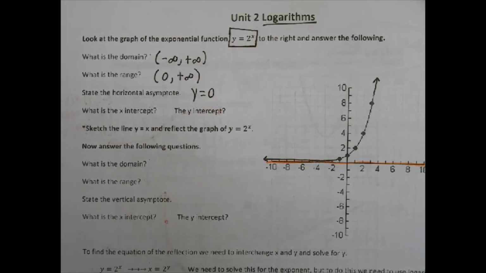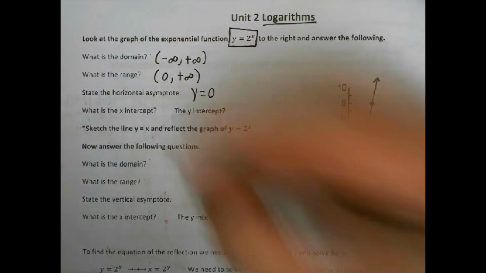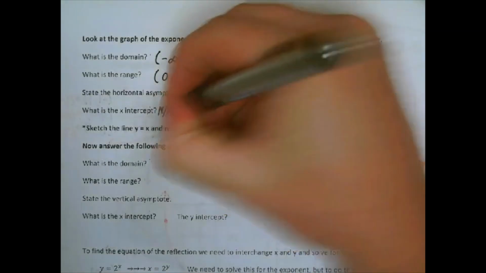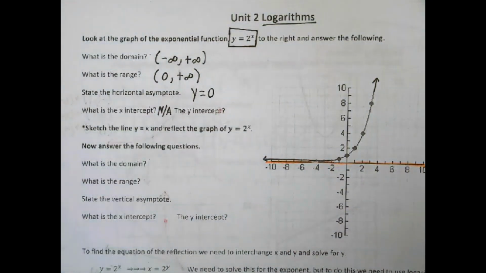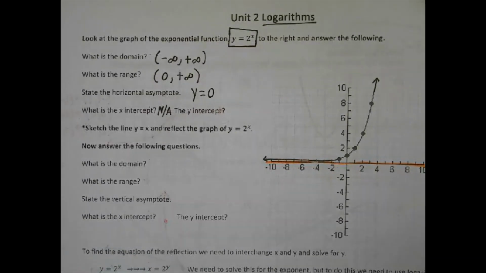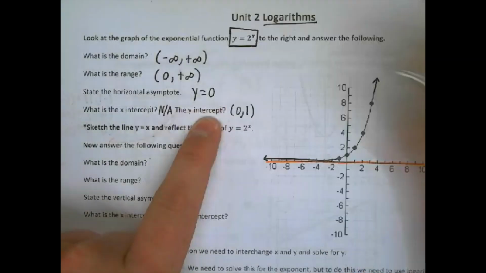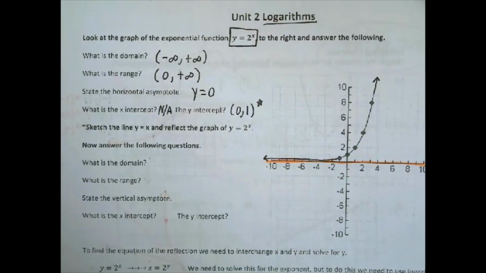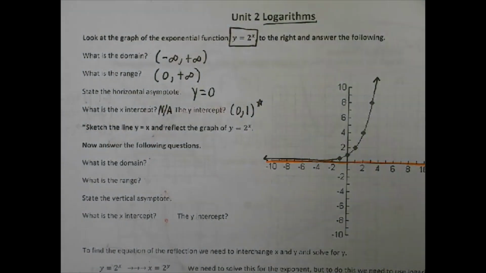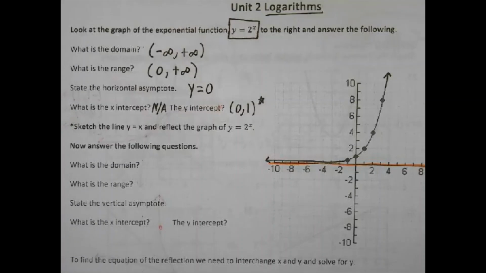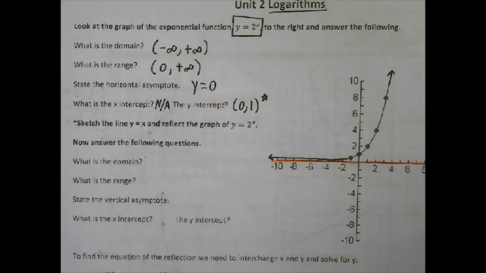State the x-intercept. The x-intercept is where it hits the x-axis. Does it hit the x-axis? It does not hit the x-axis. Therefore, the answer is A. There is none because it doesn't hit the x-axis. In order for it to be an x-intercept, it has to hit the x-axis. Does it have a y-intercept? Yes, because it actually hits the y-axis at (0, 1), which is going to be our special point for exponential functions.